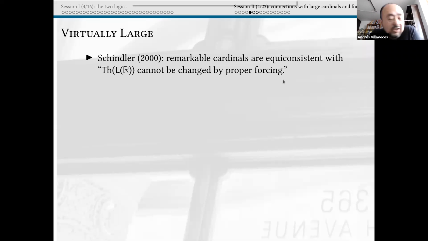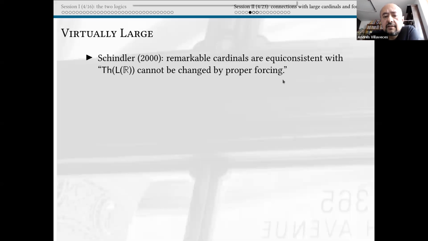So the history of virtually large is there are large cardinals, but there is some virtuality built in, and the virtuality is kind of added by the presence of the witness of the largeness of the cardinals not really being in the universe, but being in some forcing extension of the universe. And one could say, well, it's a nice variant, but it turns out it has a very beautiful history.